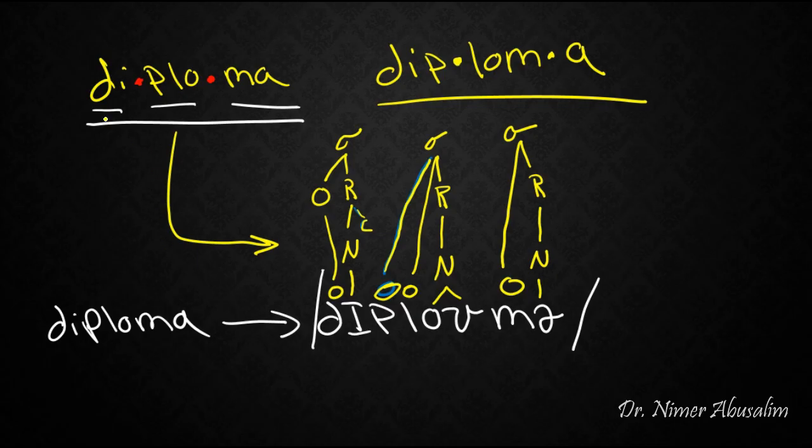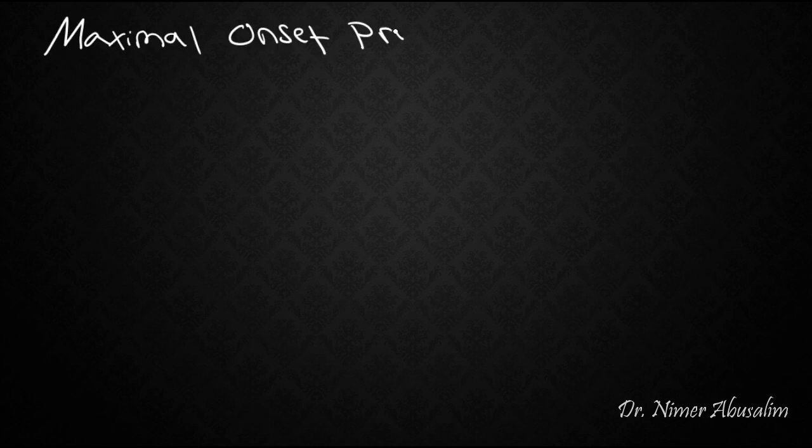Since most native speakers agree that this is the correct way to syllabify the word, then there has to be some type of rule that native speakers refer to, a rule that represents syllabification in our minds. Our task in this lecture is to figure out what rules exist for syllabification. The first rule we're going to talk about is the Maximal Onset principle.